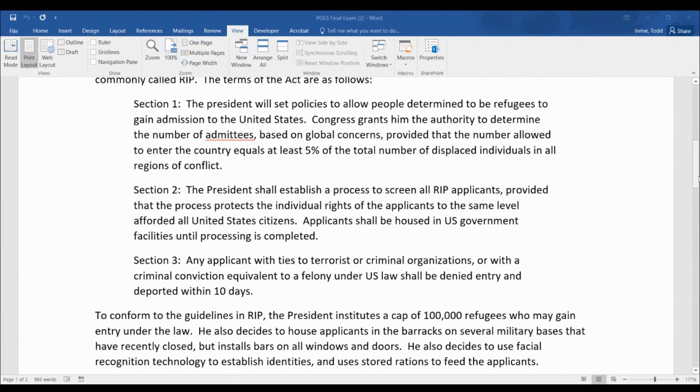This tells you, and that's why I put this language in there, provided that the process protects the individual rights of the applicants to the same level afforded all United States citizens. In other words, you don't have the option of saying they don't get the full protection of rights because they're not citizens, because this law says they have to get that protection regardless. Right? By the way, that is put there for a number of reasons.